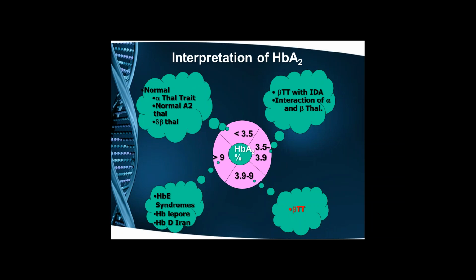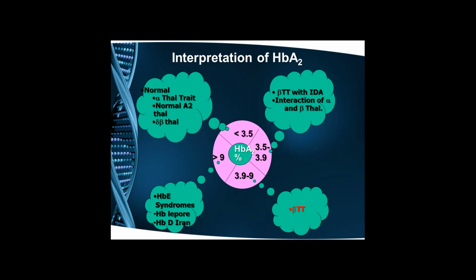Now, two things to remember here are that iron deficiency anemia can reduce the A2 level, and megaloblastic anemia can give a false high A2 level. So, in all the cases in which the clinical history, the hemogram, and the HPLC findings are not matching, we should always go for either the iron studies or for the hemoglobin or vitamin B12.